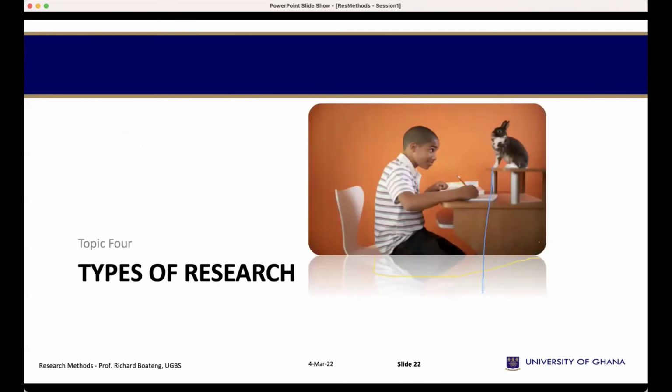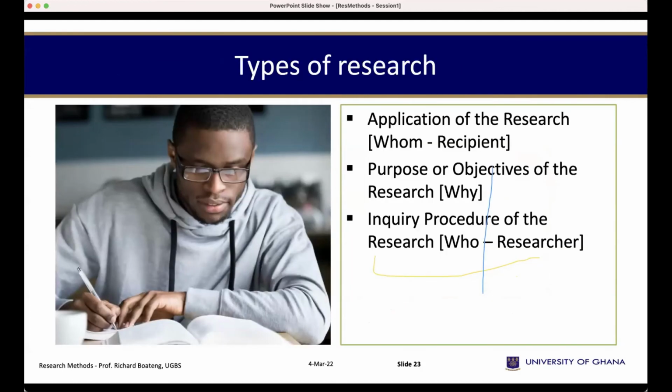So, types of research. We can look at the types of research from a number of dimensions. One, who is going to benefit from the research? Two, what is the purpose of the research? And three, who is the one inquiring, or who is the researcher behind the research or the inquiry process?